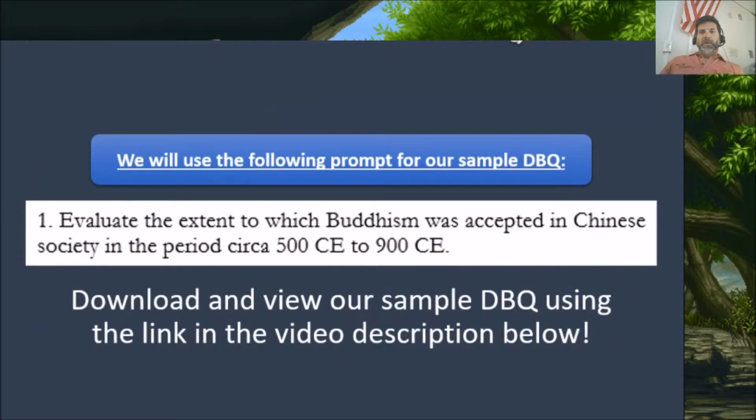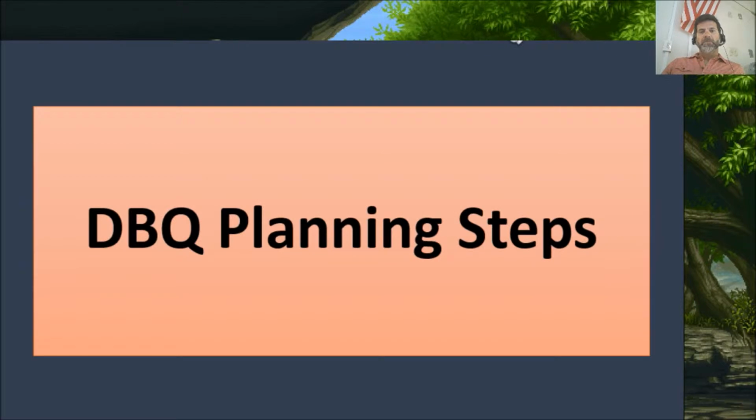So the prompt that we're going to be using for the sample DBQ that we'll be relying on and referring to over the course of this video is below. Number one, evaluate the extent to which Buddhism was accepted in Chinese society in the period circa 500 CE to 900 CE. And you can download and view the sample DBQ, including all the documents, using the link in the video description below. So just click on that and have that ready to look at when we start examining the actual documents. So first we're going to talk about planning a DBQ.